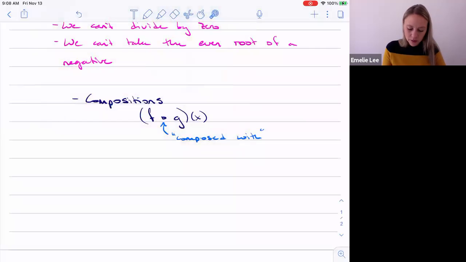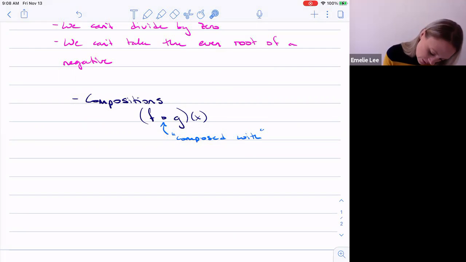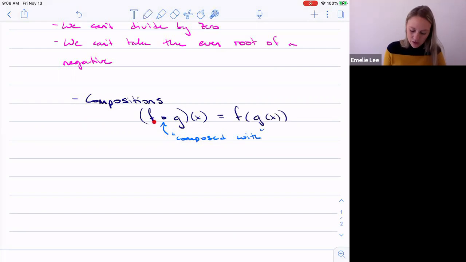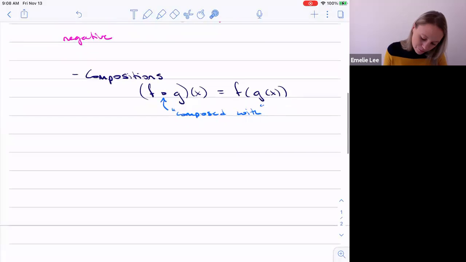So f composed with g of x just means in place of x in f of x, you're going to put in g of x. So you're going to stuff a function into the function. So how we can write this is f of g of x. What I usually end up doing is instead of reading it properly, f composed with g of x, I just read it as f of g of x, right, because then that reminds me that I'm stuffing g of x into f, okay?